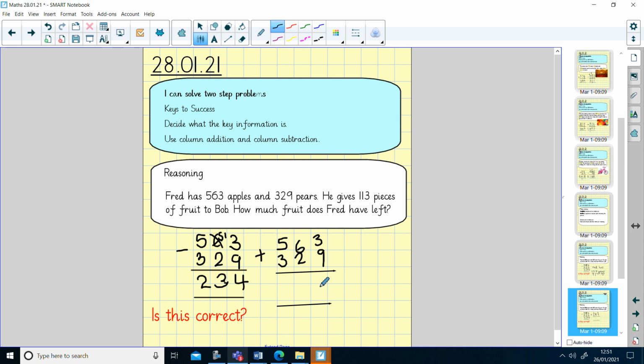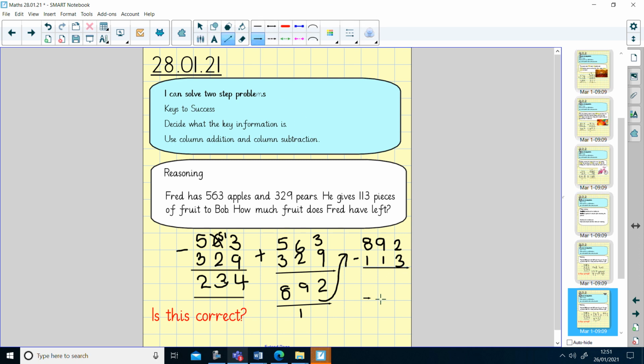So 3 add 9 is 12. 6 add 2 add 1 is 9. 5 add 3 is 8. So altogether, Fred has got 892 pieces of fruit, but he's going to give 113 of those to Bob. Don't know what's the matter with me today, I can't read numbers. 892 take away 113. So this will give me the answer to how many pieces of fruit Fred has left.